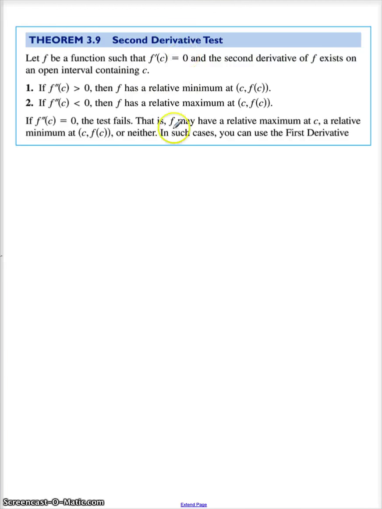Suppose you have a function so that the first derivative is 0. That is, you have a relative max or a relative min, and the second derivative exists. If the second derivative is positive, then you're going to have a relative minimum at that point, while if the second derivative is negative, you have a relative maximum. Now, if the second derivative is 0, this test fails and you have to try something else.